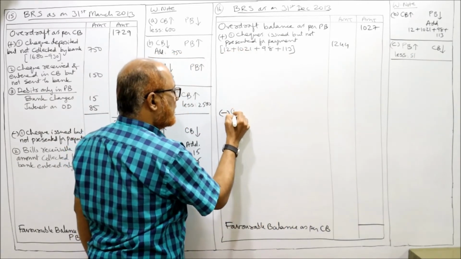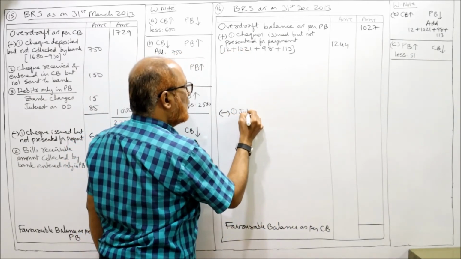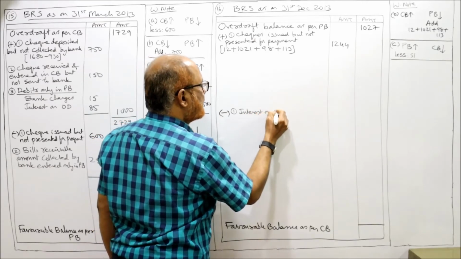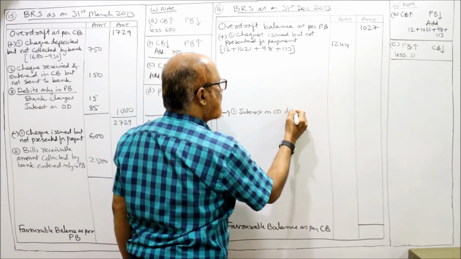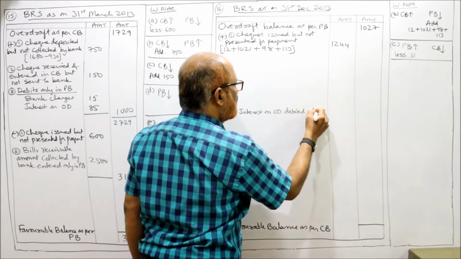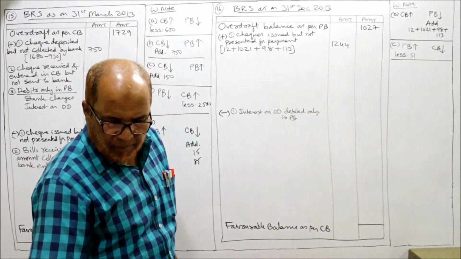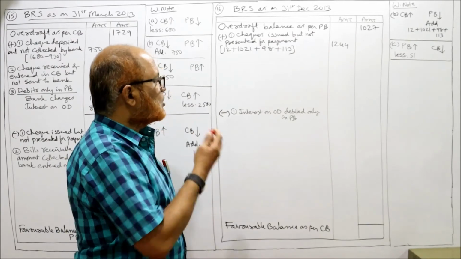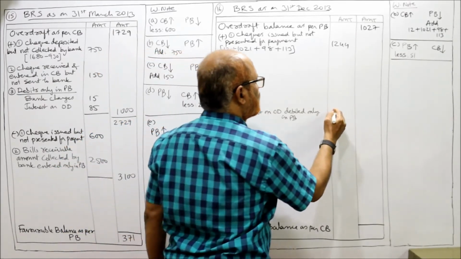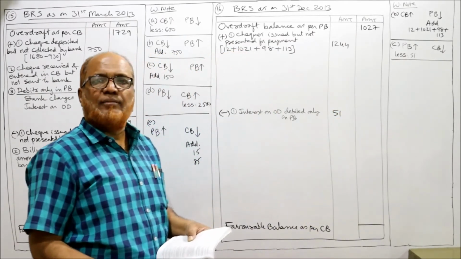So less items I am taking. Interest on OD debited only in passbook. So how much is the amount? 51. That's all. C item we have taken.